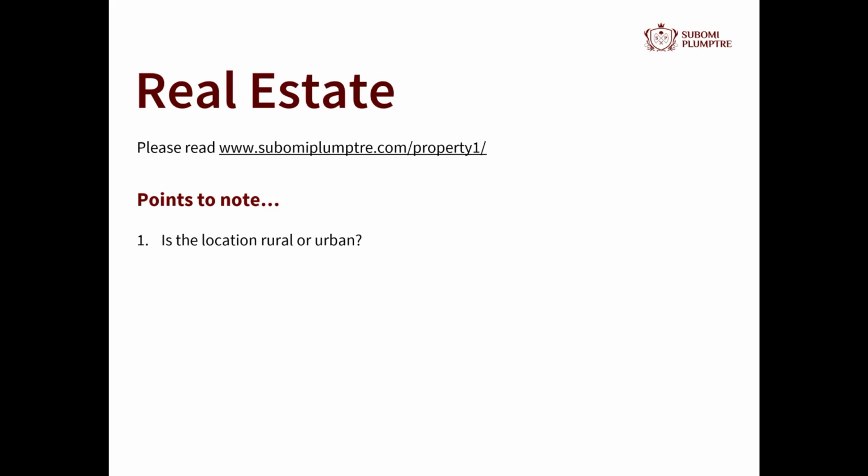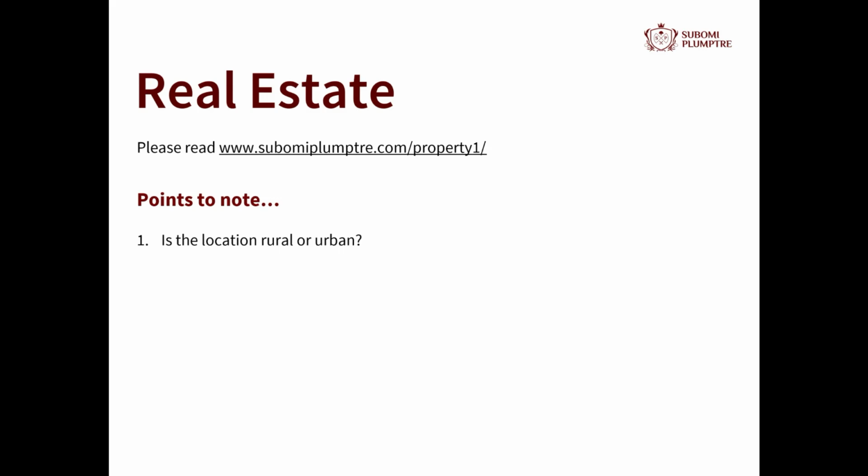Is the location rural or urban? Because that would of course affect the price and affect the selling proposition years down the line. So if you're thinking of buying real estate as an investment, if you buy in a rural location, obviously you're going to pay less. It's going to be cheaper for you, but that's the pro. But the con is you have to hold it long term so that the value of that location appreciates.